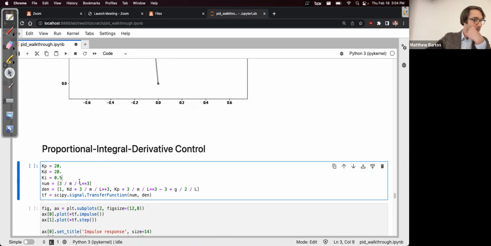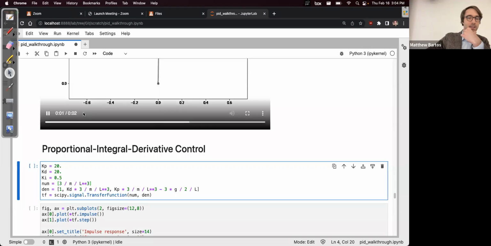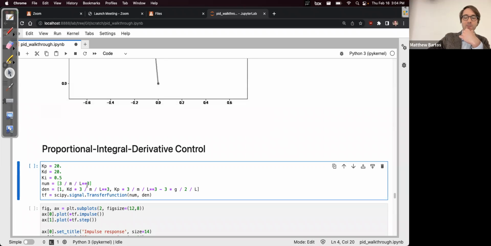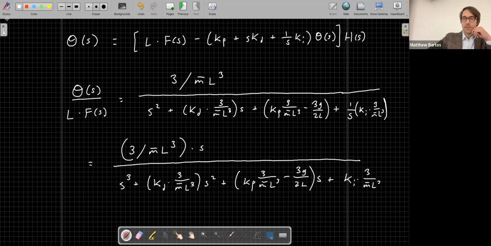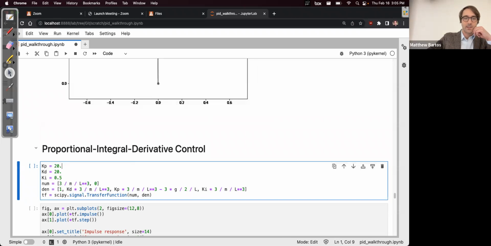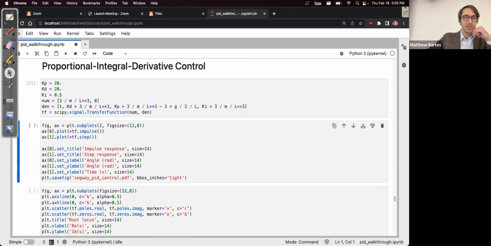Okay, so our numerator, we now have a 0. So our numerator will have 2 components in this list: our first coefficient, and then our second coefficient will just be 0. The bottom should be the same, except we now have an additional term, which will be Ki times 3 divided by m bar L cubed, if I am remembering this correctly. Yes. And then everything else will be the same. So let's cross our fingers and simulate it here and see what we get.